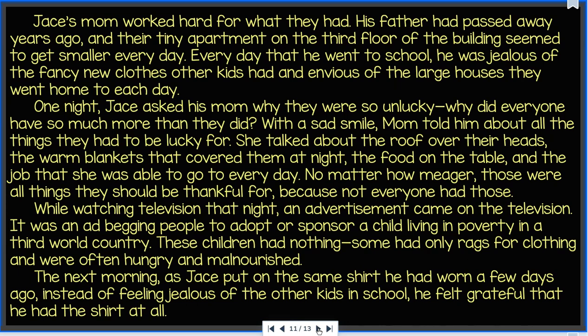While watching television that night, an advertisement came on the television. It was an ad begging people to adopt or sponsor a child living in poverty in a third world country. These children had nothing. Some had only rags for clothing and were often hungry and malnourished. The next morning, as Jace put on the same shirt he had worn a few days ago, instead of feeling jealous of the other kids in school, he felt grateful that he had the shirt at all.